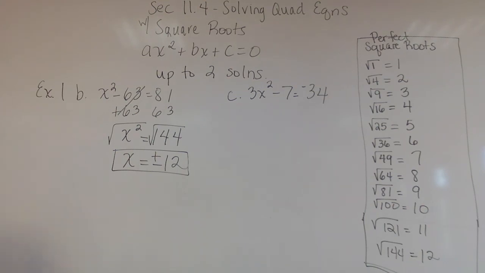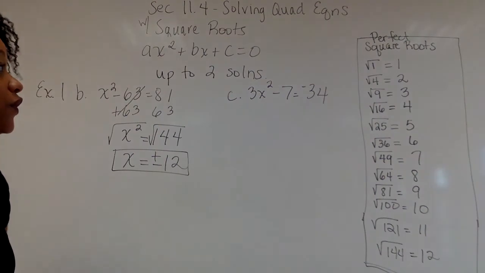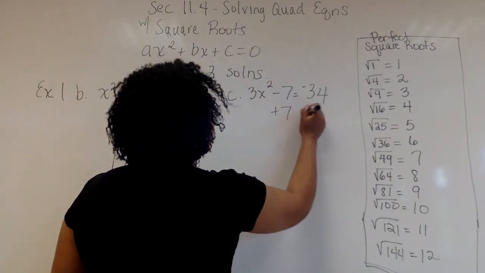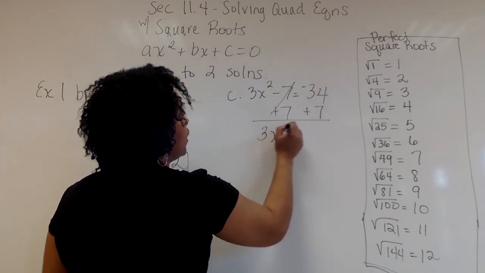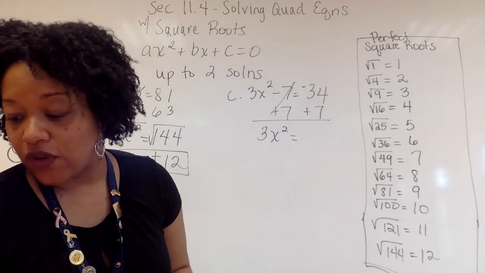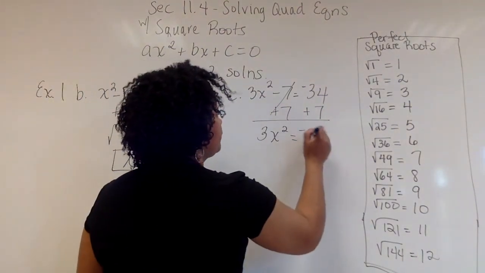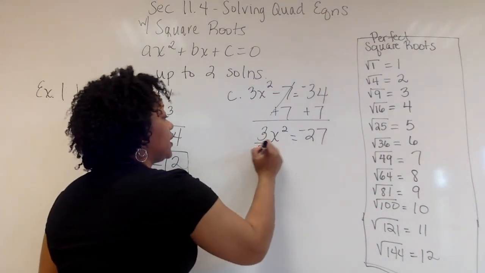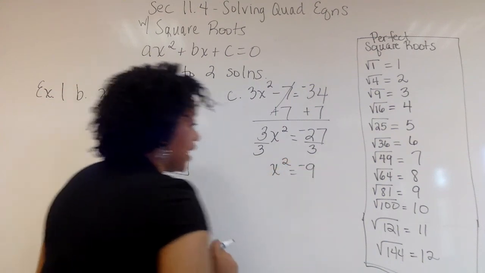Now let's look at number C. Go ahead and write that down. You've got 3x squared minus 7 equals negative 34. That's a negative 34. So the first thing we're going to do is get rid of the 7 by adding 7 on both sides. The 7s cancel. You're left with 3x squared is equal to negative 34 plus 7, which is negative 27. Now, we got to get rid of the 3, so don't forget to divide both sides by 3. x squared is equal to negative 9.